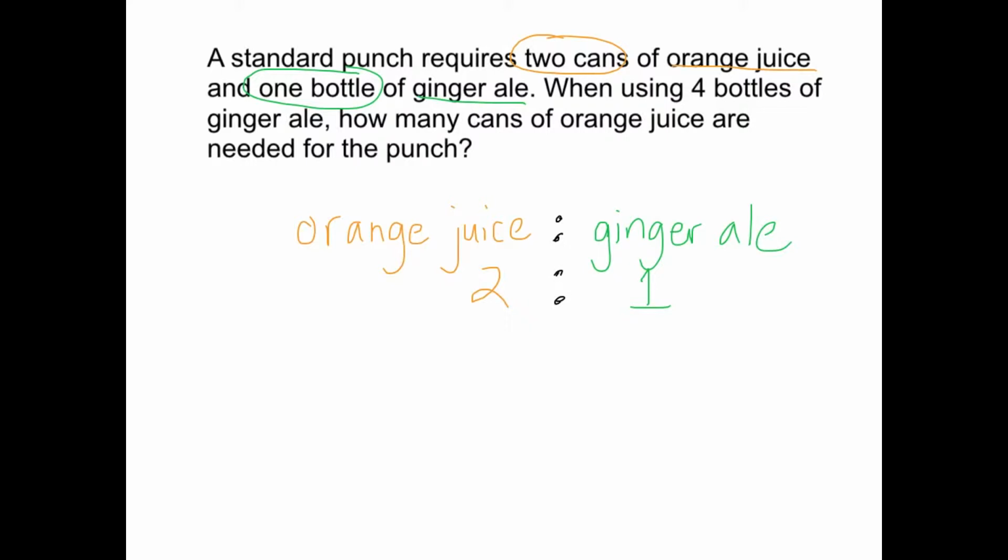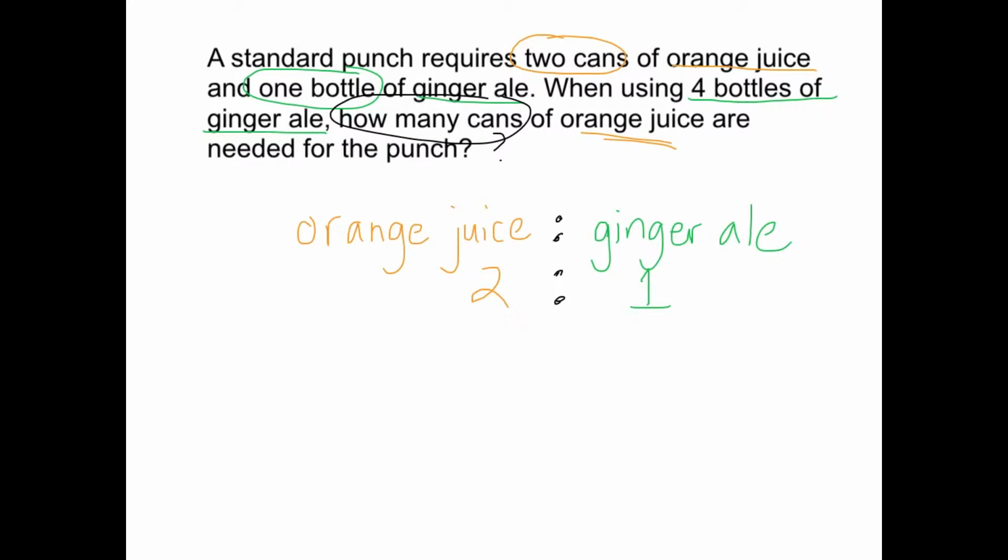So now what? Well, what is the question asking us? Let's go back and read it again. It says, when using 4 bottles of ginger ale, well, let's underline that information, 4 bottles of ginger ale, how many cans of orange juice are needed for the punch? So what do we need to figure out? Right, we need to figure out how many cans of orange juice we need to make this punch at the same ratio of 2 to 1. Well, this is a part-to-part ratio.